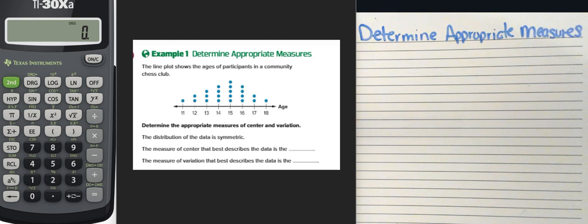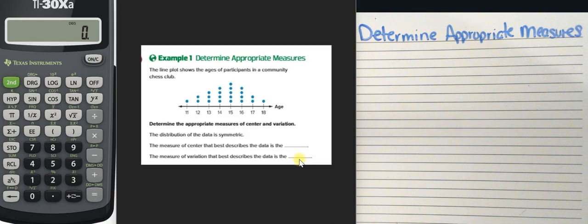Right, so we are going to determine appropriate measures for the example that we have here. It says the line plot shows the ages of participants in a community chess club. They want us to determine the appropriate measure of center and variation. The distribution of the data is symmetric.